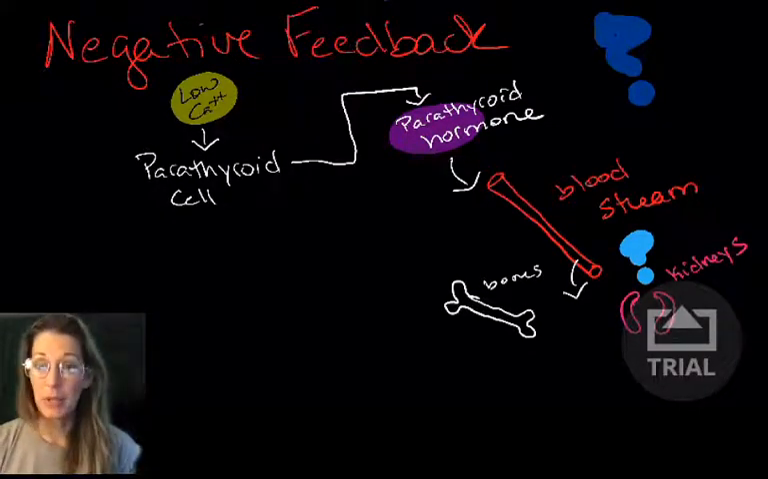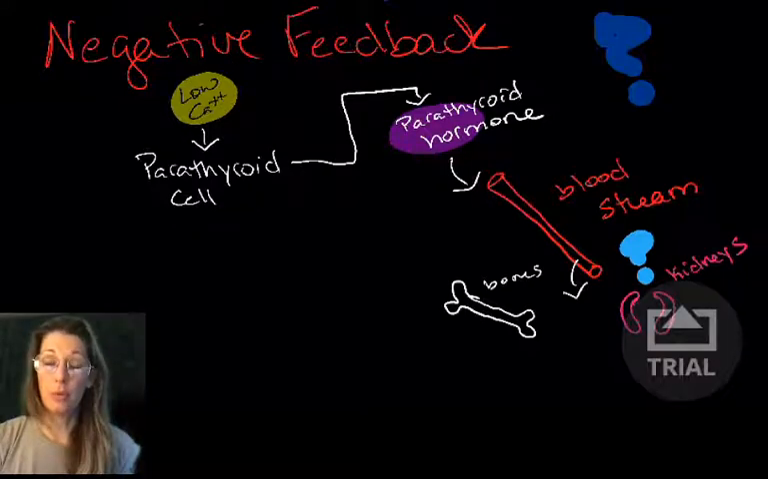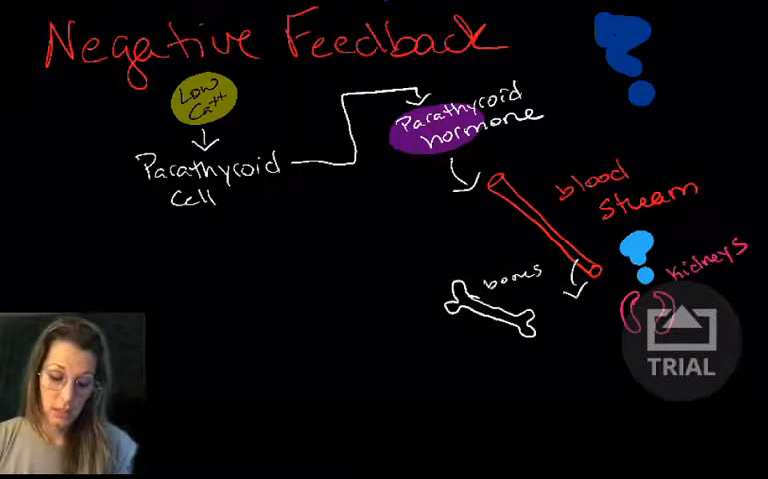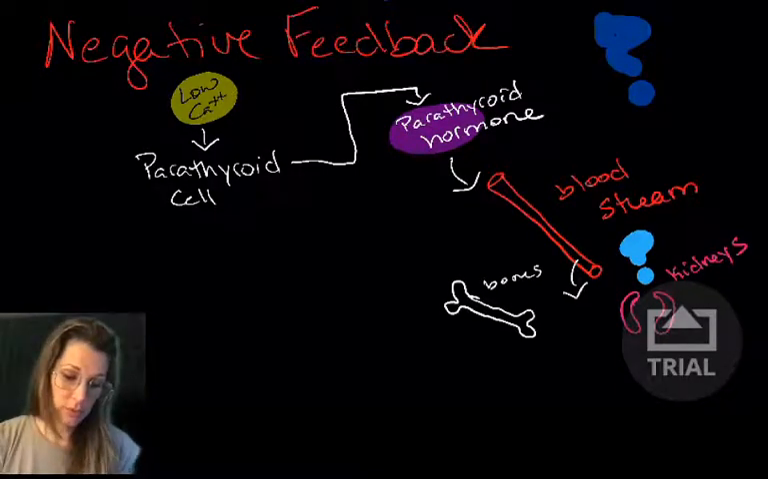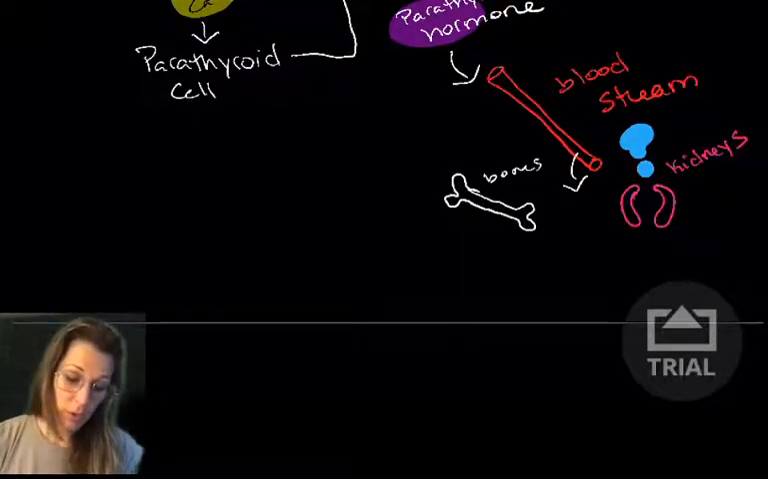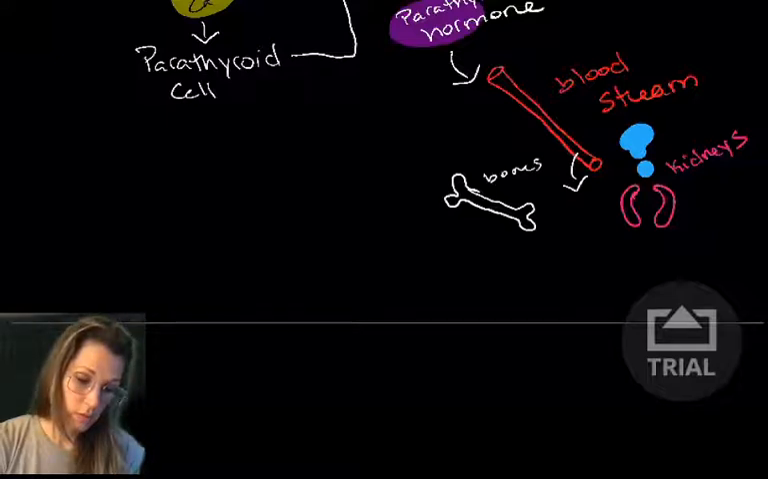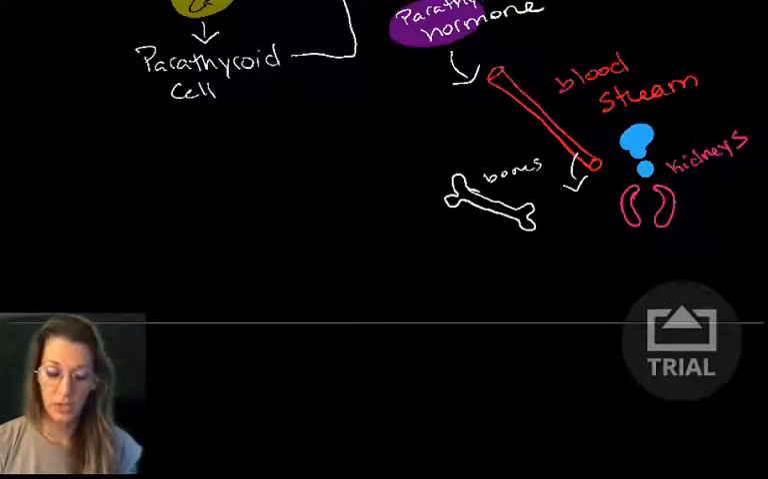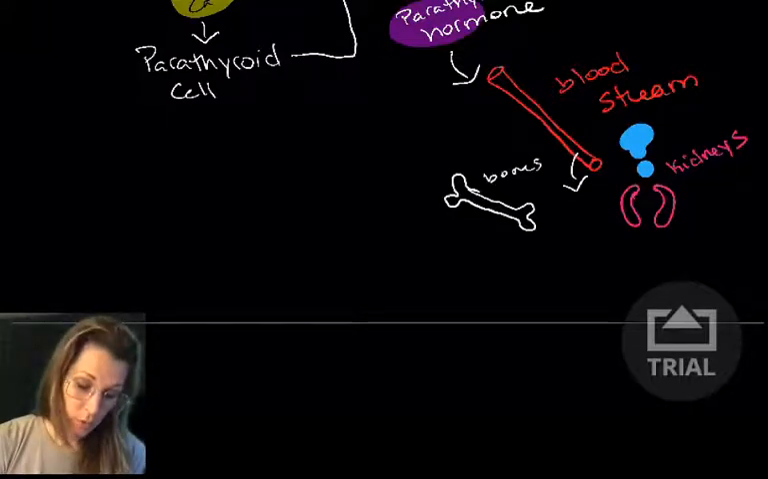So what's going to happen whenever the parathyroid hormone binds with the receptors at the bones and the kidneys is that, I have to make that go away. The bones are going to experience something called resorption, which is kind of a weird word. Resorption.